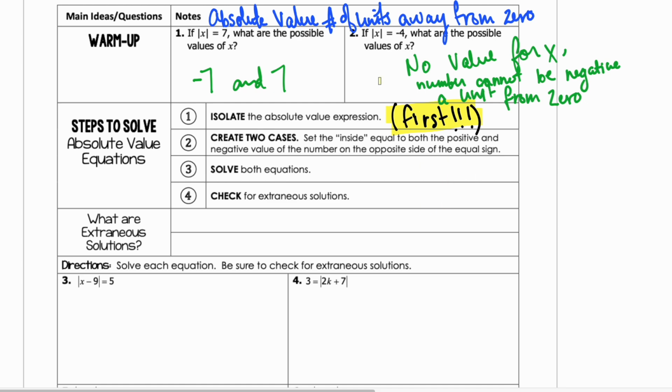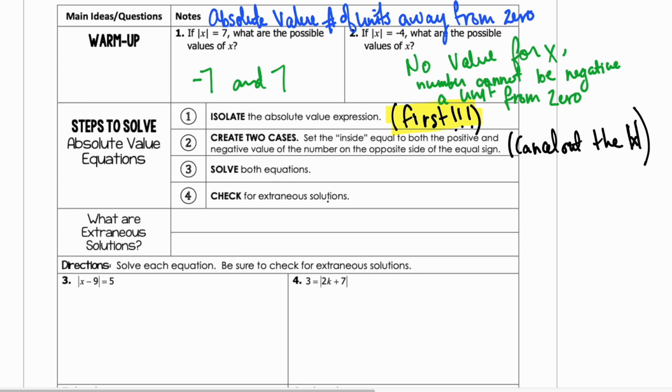And so one way I like to explain this is when you do this step, you are canceling out the absolute value sign. So I'm going to write that here. Cancel out the absolute value sign symbol. I'm just going to write that. Cancel out the absolute value. So you can even put an X in here so you know that's for absolute value. Okay. And then solve both equations.